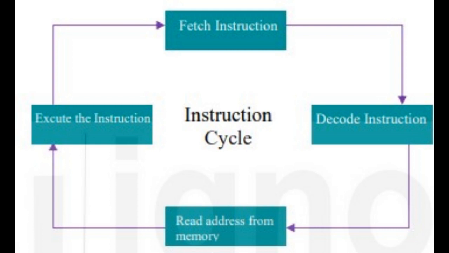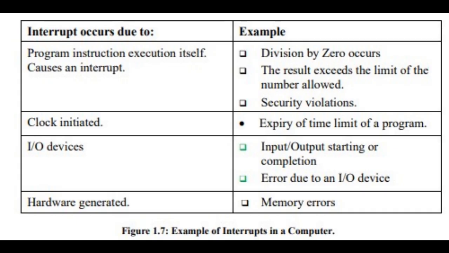Interrupts. The meaning of the word interrupt is to stop the ongoing activity. In a computer, an interrupt stops execution of the next instruction in the instruction cycle once the execution of the ongoing instruction is completed. Why? You will get an answer to this question in Block 3. Why does an interrupt occur in a computer? Figure 1.7, Example of interrupts in a computer. Look at the screen. The interrupt mechanism is a very useful mechanism for increasing the efficiency of program execution.